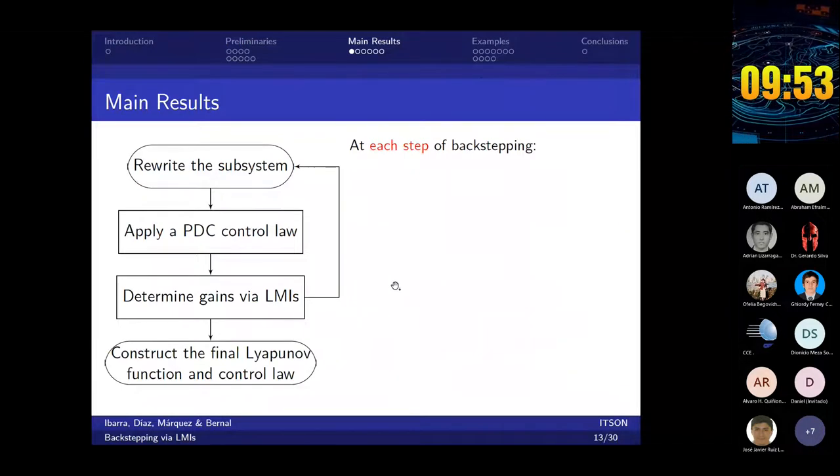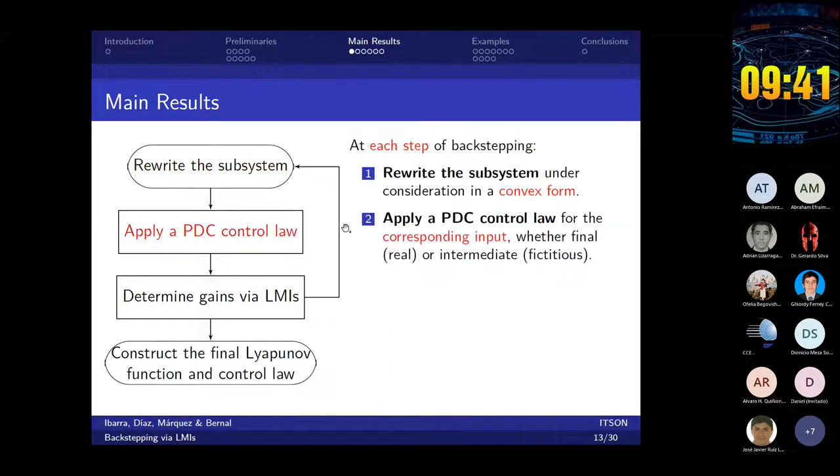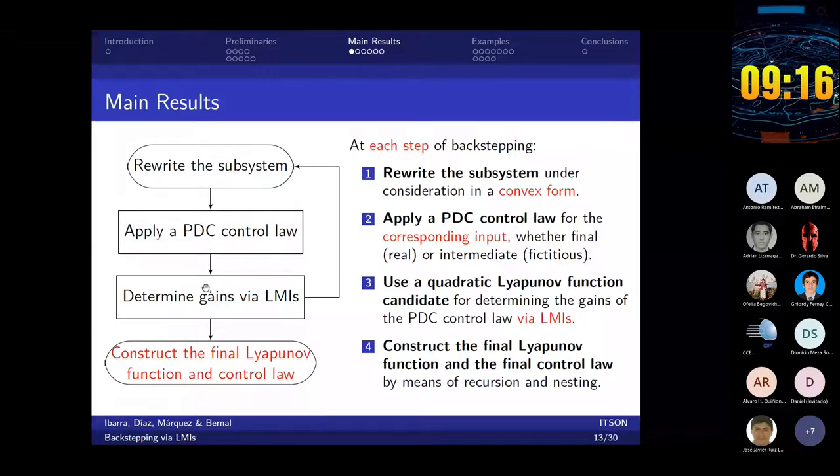Now, our proposal says the following. At each step of the backstepping procedure, we need to rewrite the system that is under consideration into a convex form. Then we will apply a PDC control law for the corresponding input, whether it's the final one or an intermediate one. Then we will use a quadratic Lyapunov function to determine the gains of the PDC control law via the LMIs shown in the previous slide. We repeat these three steps until we reach the final Lyapunov function and the final control law. This is obtained by means of recursion and nesting.